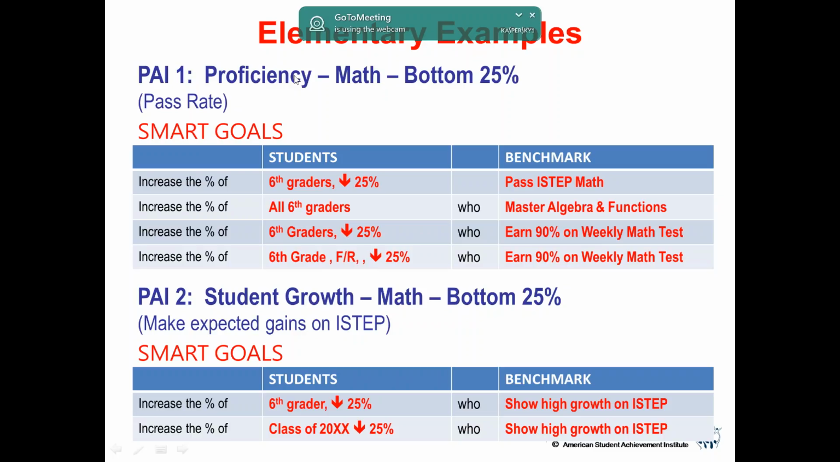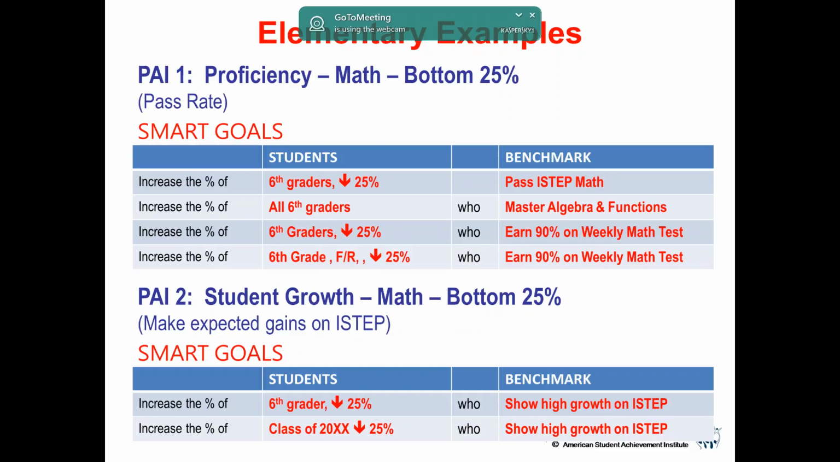So we've got one PAI, but this school has come up with 4 different SMART goals. When they looked at their data, one of the things that they discovered is that their issue was with 6th graders. And you'll notice that in all of the student groups, they're focusing on 6th grade. So let's see what they came up with. These are their SMART goals. They wanted to increase the percentage of 6th graders in the bottom 25% who pass I-STEP math. Still kind of broad with that. We've narrowed it down a little bit. Then they said, let's narrow it down even farther. They're going to increase the percentage of all 6th graders who master algebra and functions. So that is the specific standard that their students were struggling with.